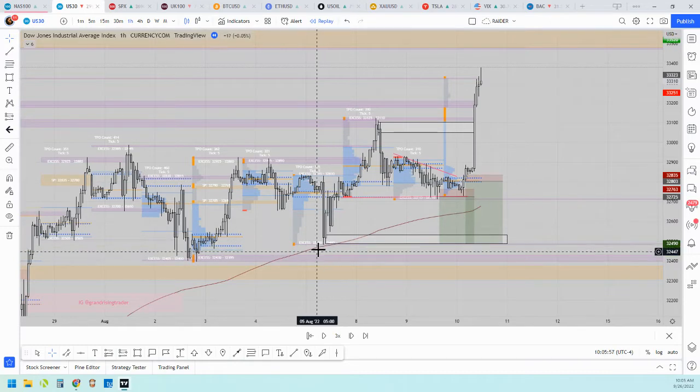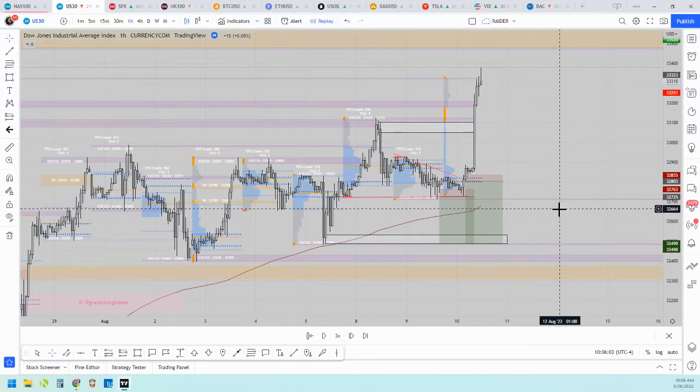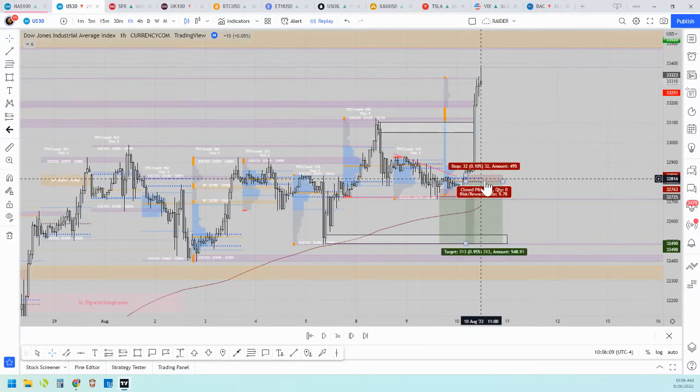So then this right here, we tested the 200. Didn't want to go to the 200. So I guess it's a loss, yeah, but it would not have been a significant loss.